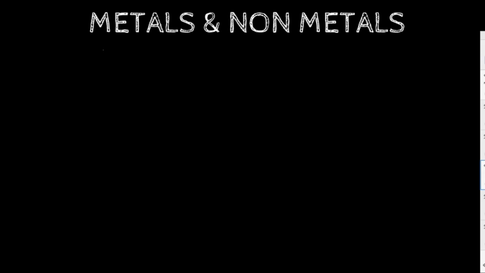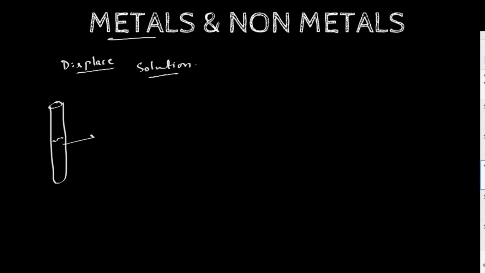One of the properties of metals is that they displace other metals from their solution. So we can perform a simple experiment over here. Take a test tube and fill it with copper sulfate solution. Remember, copper sulfate is blue in color. Let me color it for you. In that copper sulfate, insert an iron nail. Remember, the surface of the iron nail will be shiny.